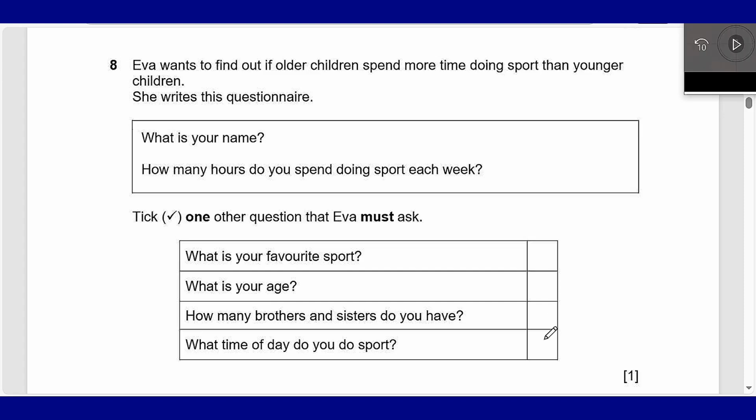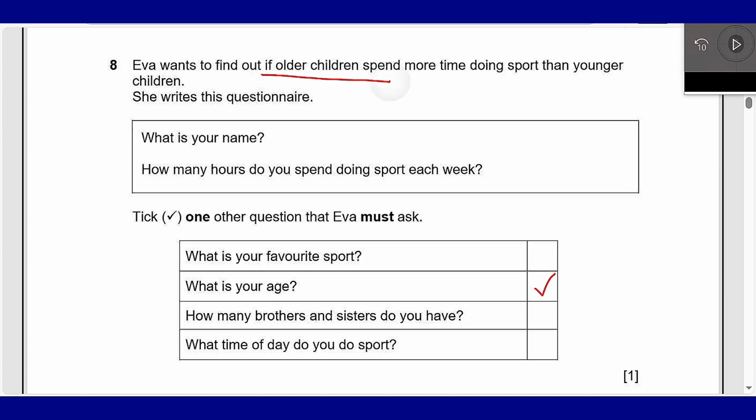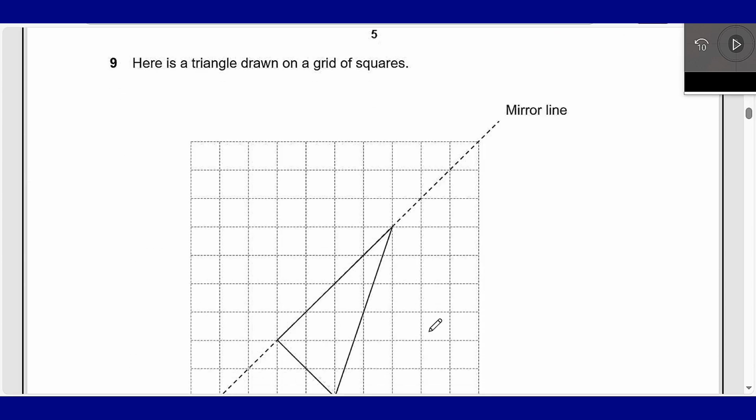Okay, guys, the correct answer must be "What is your age?", because she wants to find out between older children and younger children. I guess that will explain the answer. Let's move on. Number 9.